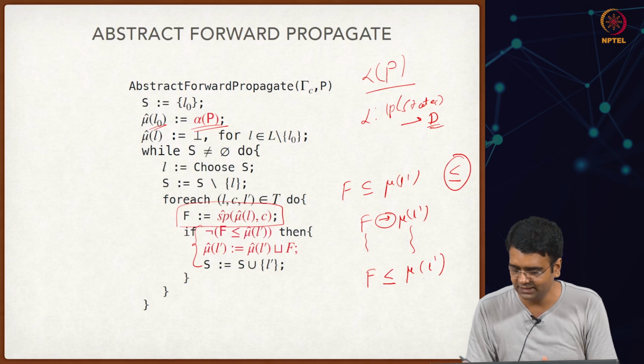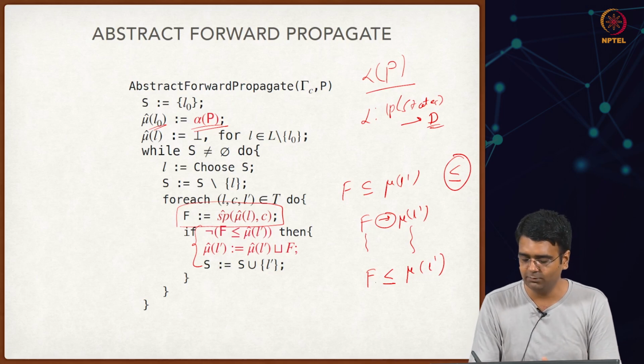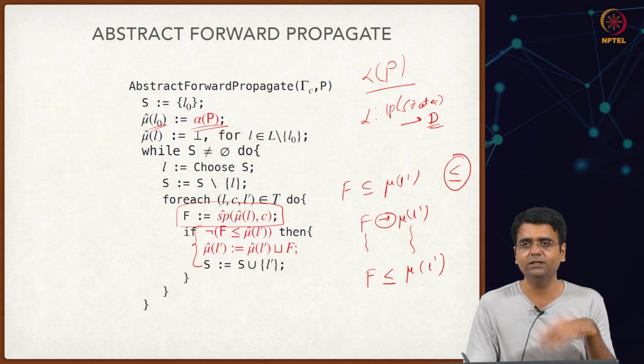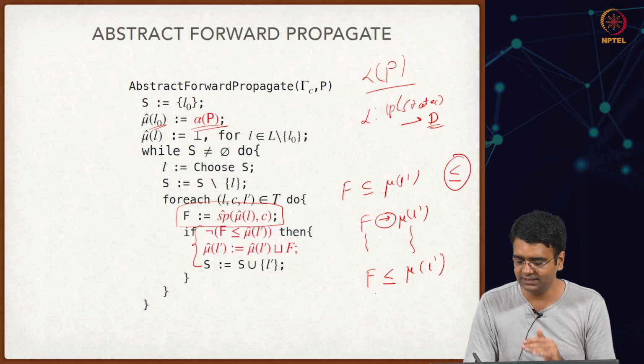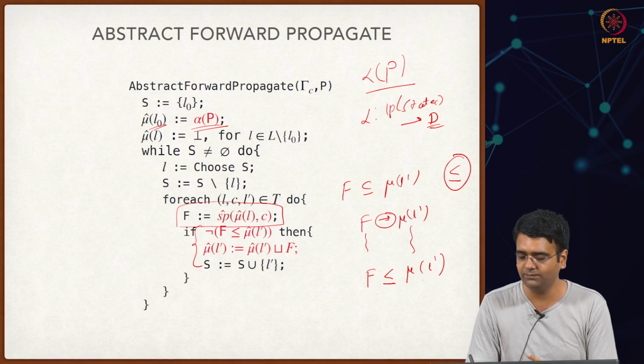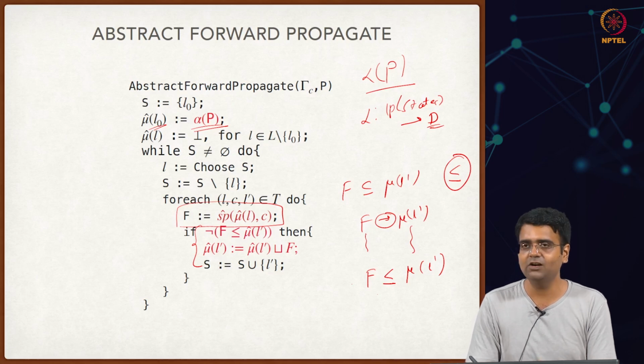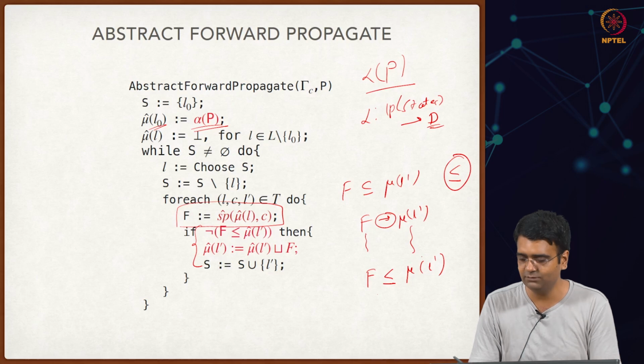If F is less than or equal to mu of L prime, remember where F and mu of L prime are both elements of the abstract domain, then that means that the set of program states which are abstracted out by F are already contained inside mu of L prime.